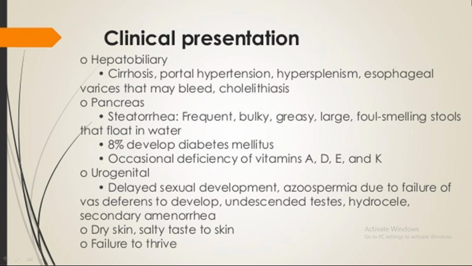As shown in the previous diagram, in the hepatobiliary system, it can lead to cirrhosis and portal hypertension; in the pancreas, steatorrhea. They can present with frequent, bulky, greasy, large foul-smelling stools that float in water. This is the definition of steatorrhea. They can present with malabsorption of vitamin A, D, E, and K. They can present with delayed sexual development and azoospermia due to failure of the vas deferens to develop. They can also present with dry skin, a salty taste to the skin, and failure to thrive.